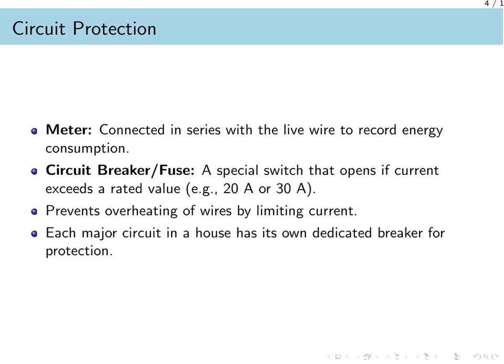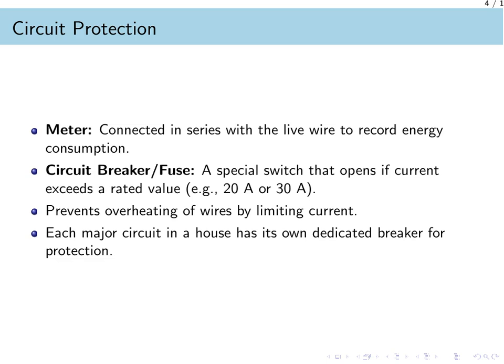As power enters the house, the electrical meter is connected in series with the live wire to accurately record the total energy consumption. After the meter, the wiring splits into multiple parallel circuits, each protected by a circuit breaker or a fuse. A circuit breaker is a special switch designed to automatically open and break the circuit if the current exceeds a specific rated value, such as 20 amps or 30 amps.